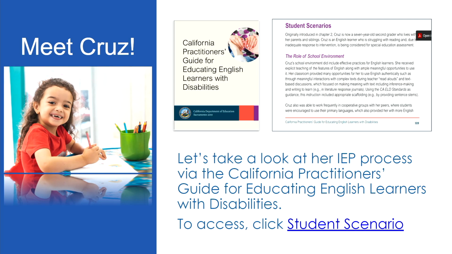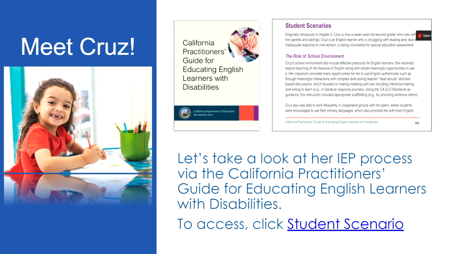Now, it's always nice to see what it could look like. And to do that, the California Practitioner's Guide includes a student scenario. This is our lovely Cruz. We met Cruz when she was a kindergartner. We saw her progress through the years, had some difficulty learning, had some pre-referral interventions. There was a pre-referral process. She was recommended as being eligible for assessment to determine whether she's eligible for special education services, and she was, and now we're developing the IEP. We're putting all the pieces together.